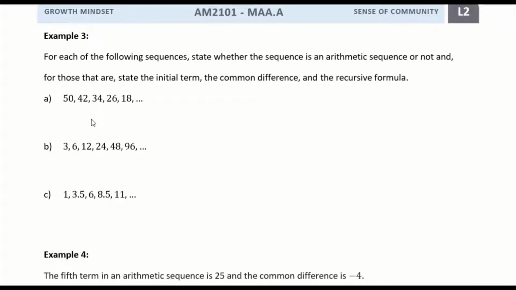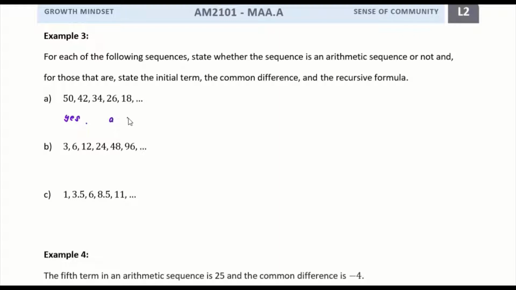Okay, so example 3. For each of the following sequences, state whether the sequence is an arithmetic sequence or not. For those that are, state the initial term, the common difference, and the recursive formula. In this one, you need to identify it yourself. For the first one, you can see that the difference when you use the next term minus the previous term is always the same, right? So 42 minus 50 is the same as 34 minus 42, and so on. So there's a common difference here, so that's why it's a yes. Remember to check everything else, so even 18 minus 26, 26 minus 34, make sure everything gives you the same answer.